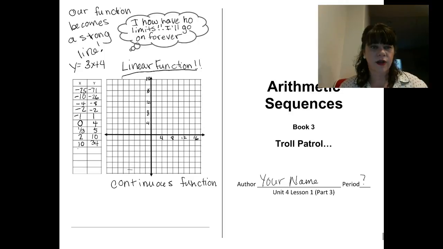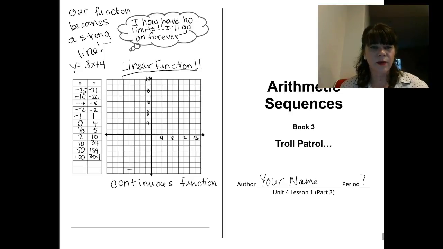Okay, over here, I could start doing all sorts of crazy numbers. 50. 50 times 3 is 150. 150 plus 4 is 154. 100 times 3 is 300. 300 plus 4 is 304. And I'm getting tired of writing, so I'm going to stop there.